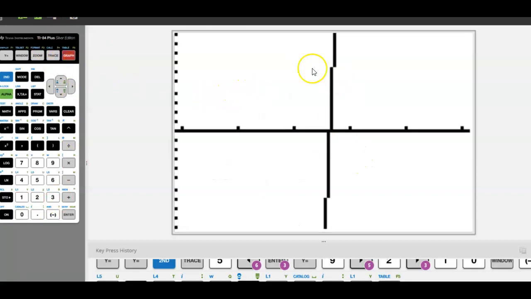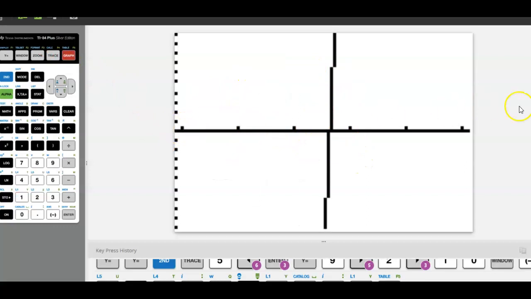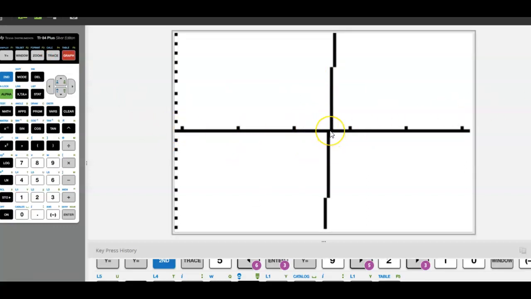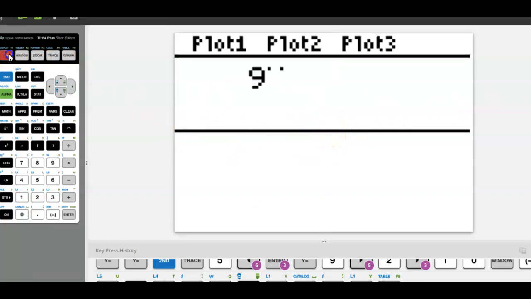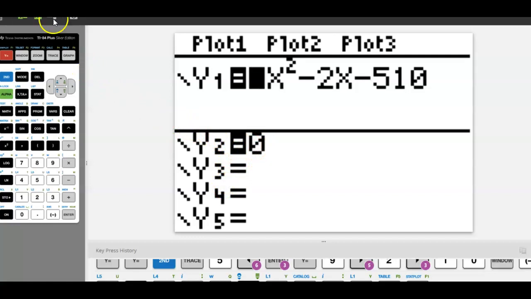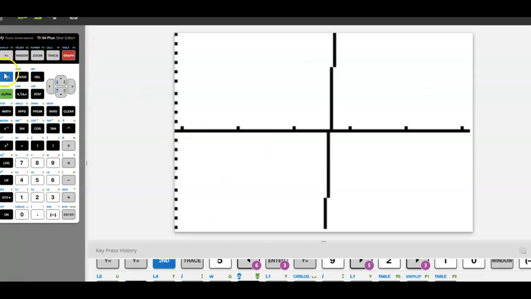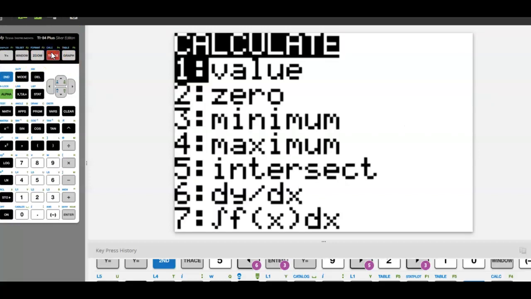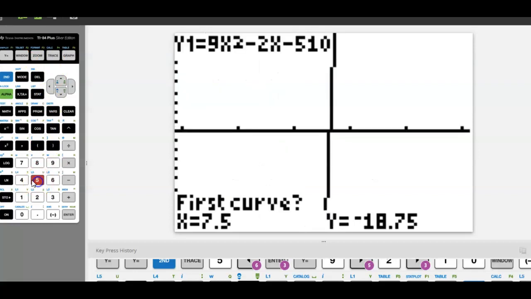And I do see this. I don't see much of the other curve, but if I choose those x's correctly, I can see where it crosses the x-axis. Now you'll notice y2 still had this equals 0. If you're getting no second curve or some error, sometimes people forget that. So I'm going to go back to my graph, and I hit second, and then I hit the trace key. The second will give me the calculate menu, and I pick 5 for intersection.